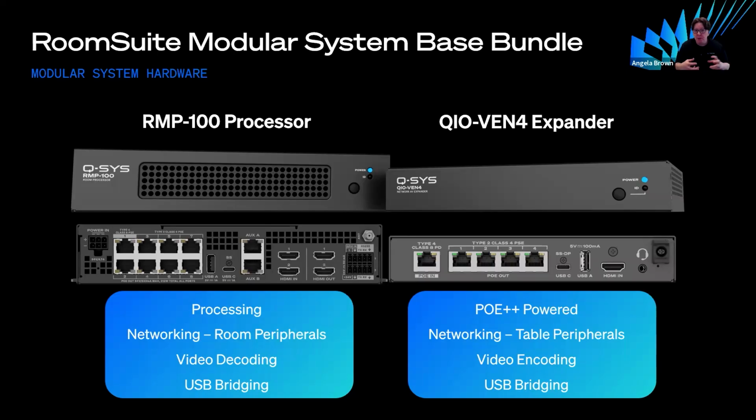The QIO Ven 4 is just like most of our other QIO boxes. It is an expander box. So it's an expander for table connections. So let's take a look at these a little bit more closely.